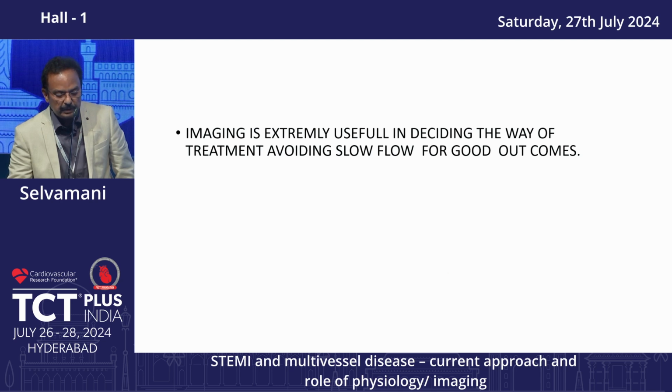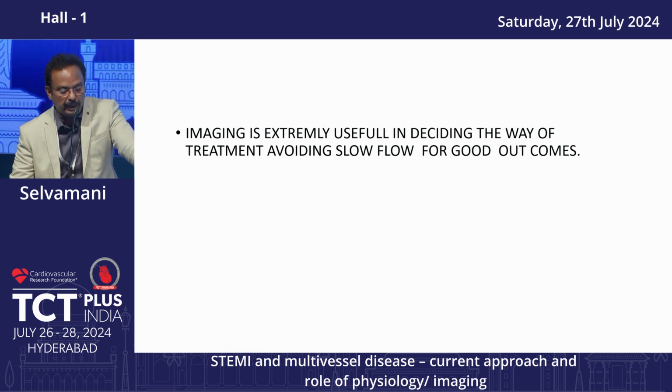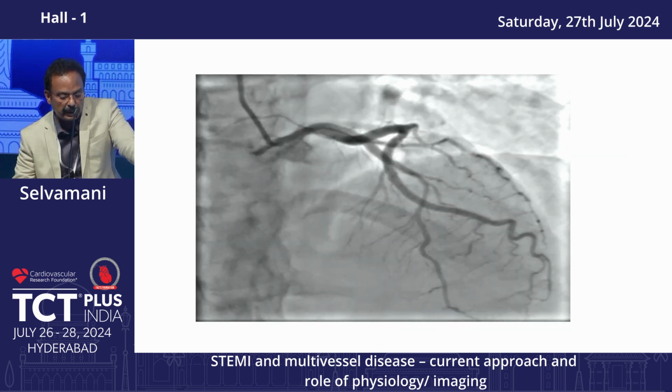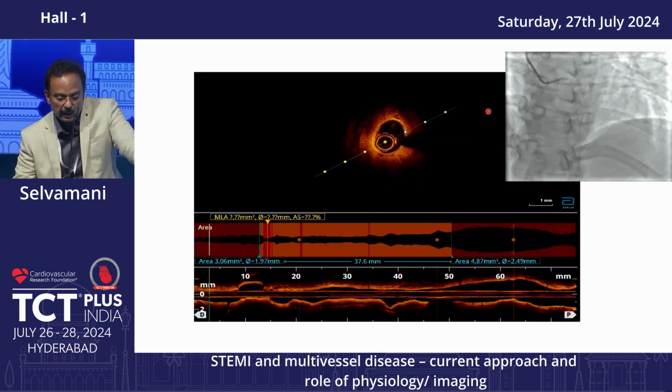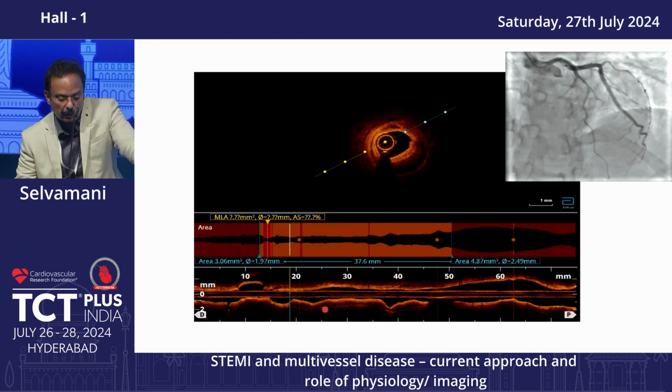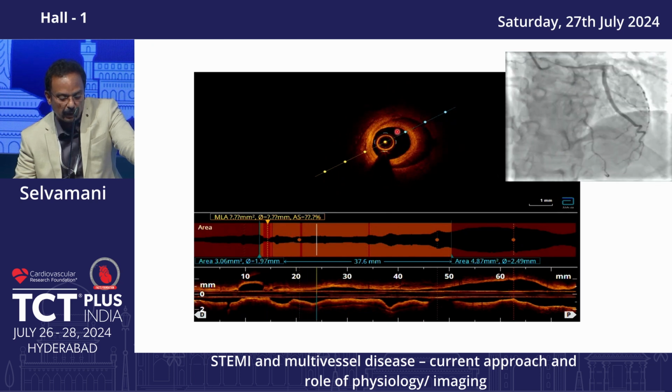Imaging is extremely useful in deciding how to treat these patients with a simple anterior wall MI, a simple STEMI, which we have been treating for more than 25 years now. Apart from that, when there is an ambiguous anatomy like this, it will definitely tell you the etiology. Look at this angiogram, and you see that there is something going wrong, but the OCT clearly shows it's not an ACS.